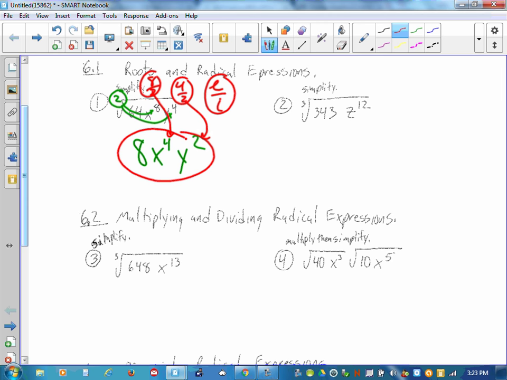Just like we did before, you look on your colored paper, you look for the cube root of 343, and that's 7. And then you take the index and you're dividing it into the exponent, and it's z to the fourth power.